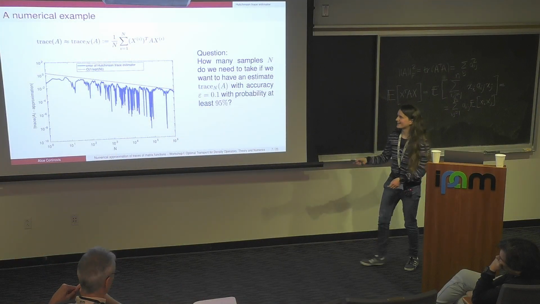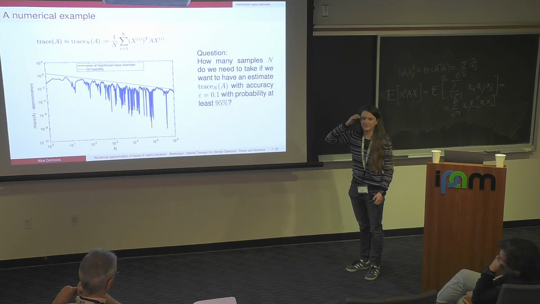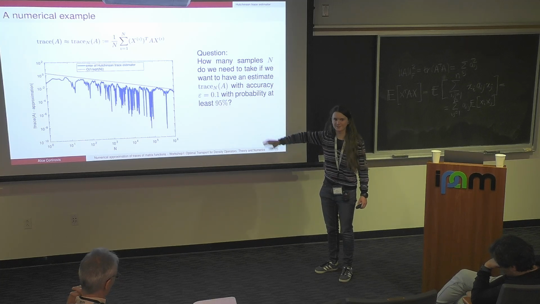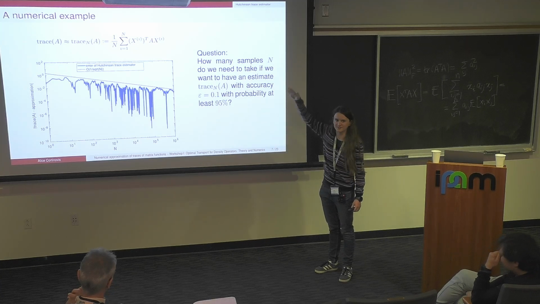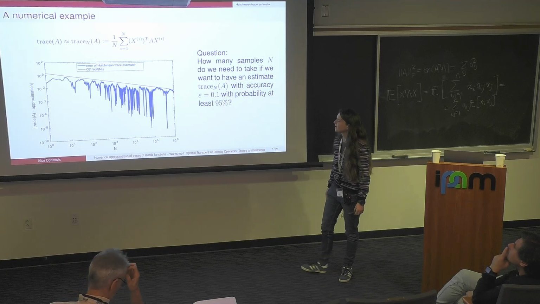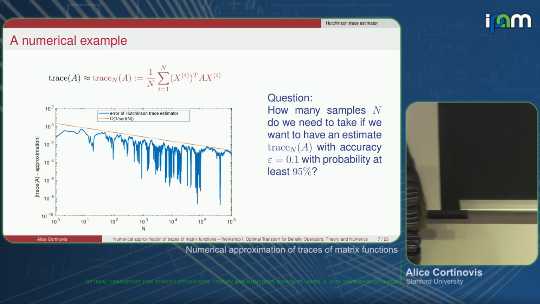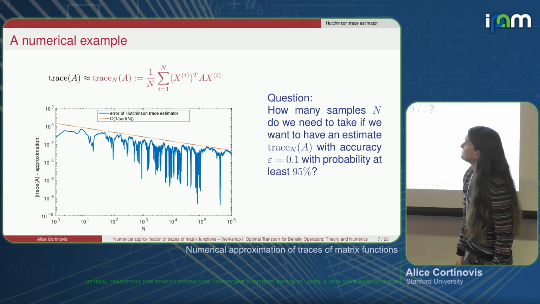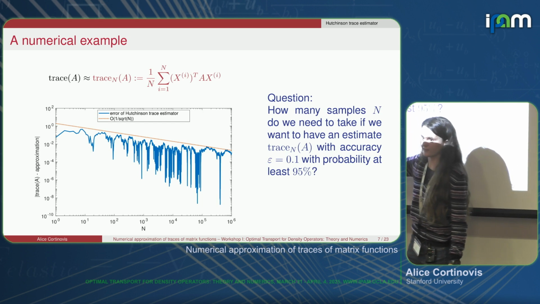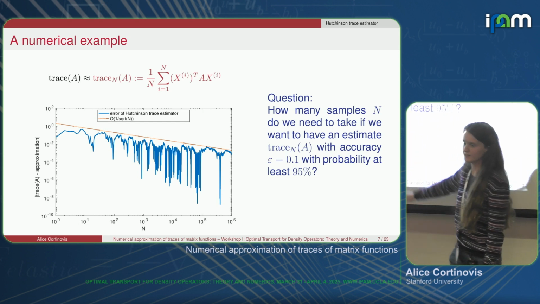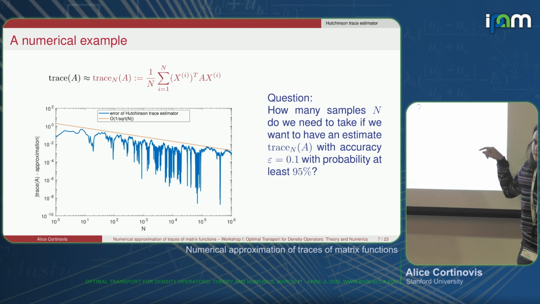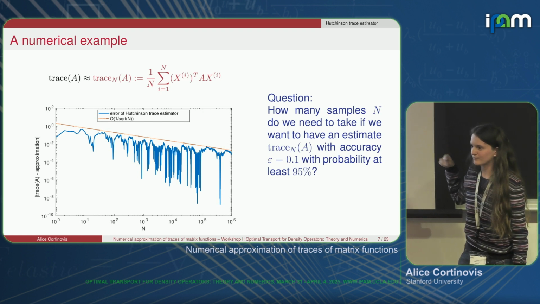Okay, so back to this example. What's happening here is I took one matrix. It doesn't matter what matrix it was, because the plot is going to look the same for any matrix I choose, up to translation. And I'm looking at the error of the Hutchinson trace estimator, so this guy over there, when I increase the number of samples, capital N, and the red dotted line is 1 over square root of the number of samples.